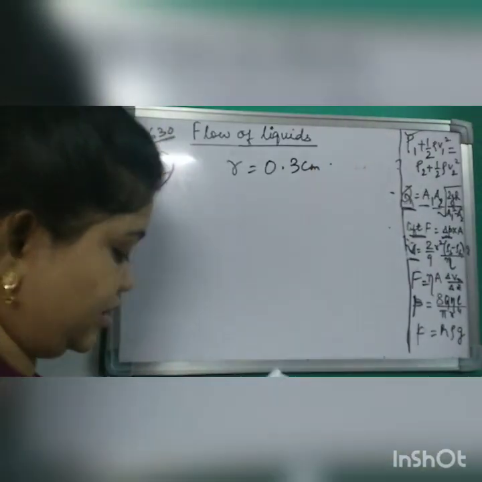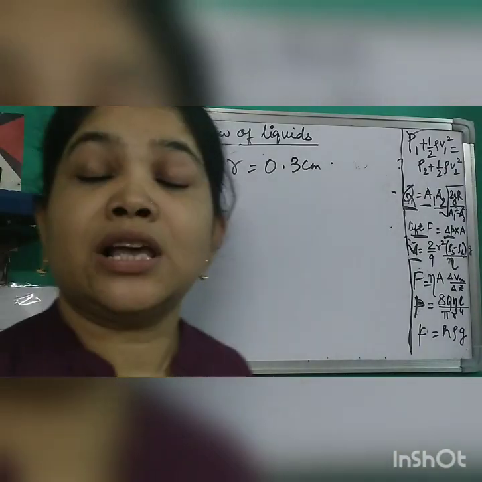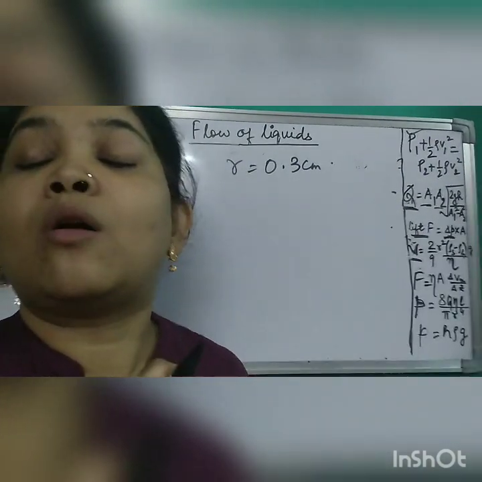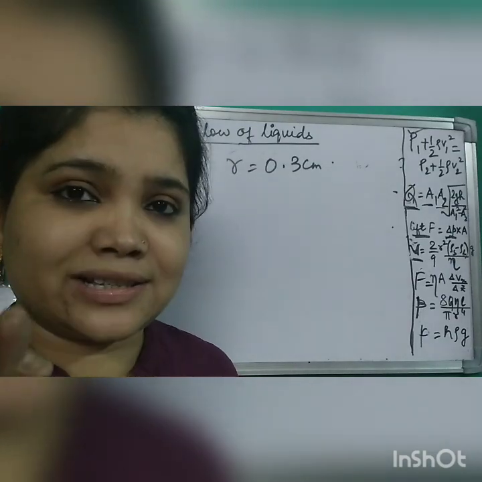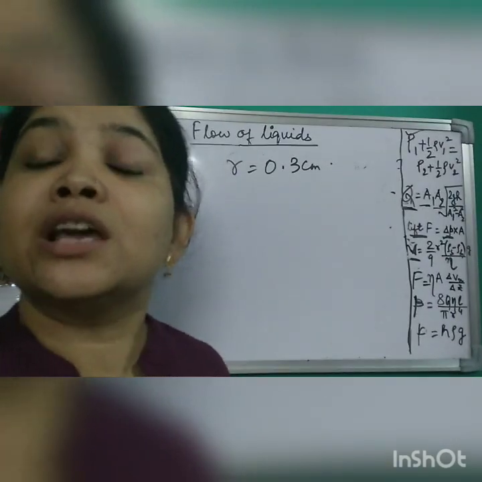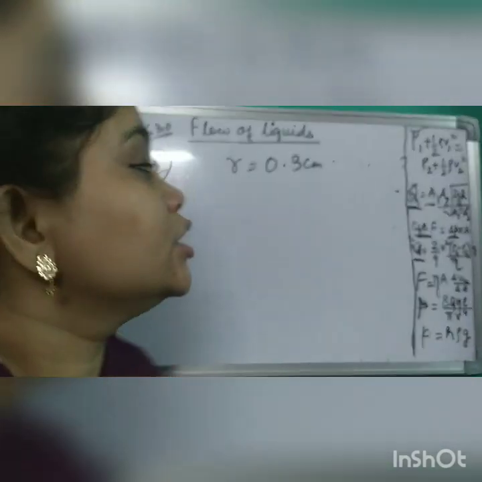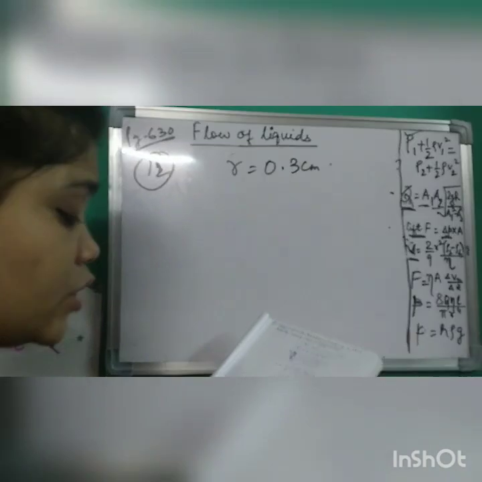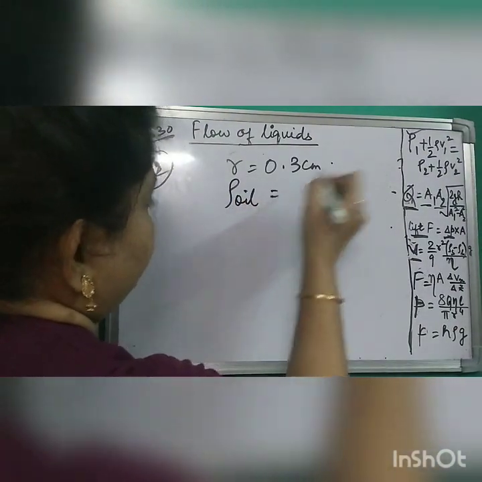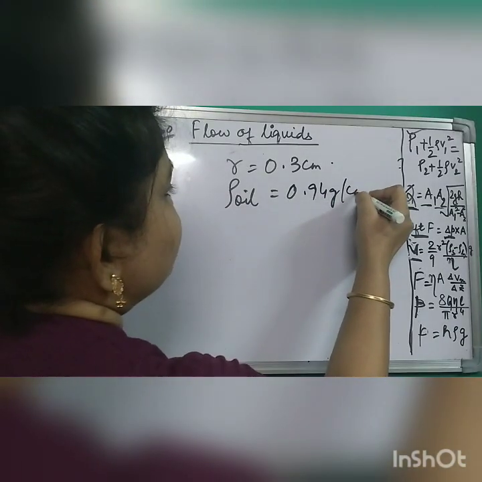0.3 centimeter. Obviously centimeter is not an SI unit, but in sum number 12 all quantities are given in CGS units. So I'm not going to convert this into SI units. Let it be in CGS units only. So R is given as 0.3 centimeter. Density of oil: what is the density? It's given, falling through a column of oil of density 0.94 gram per centimeter cube.